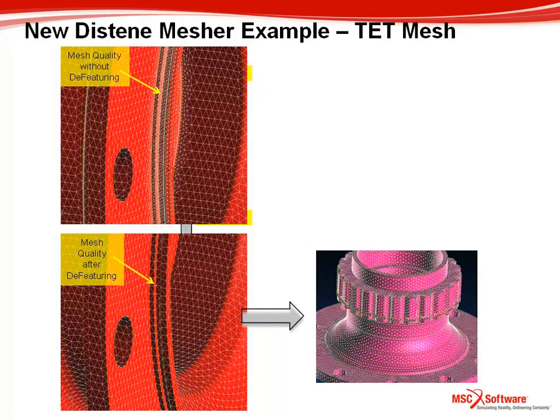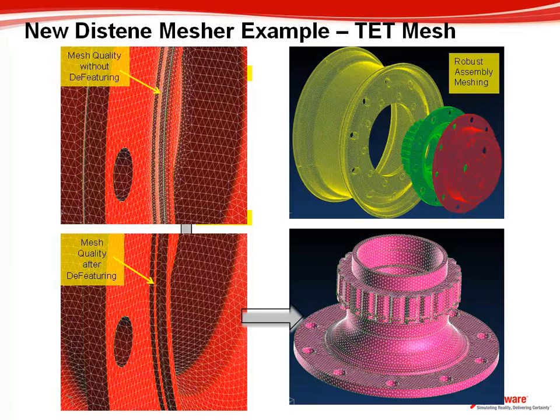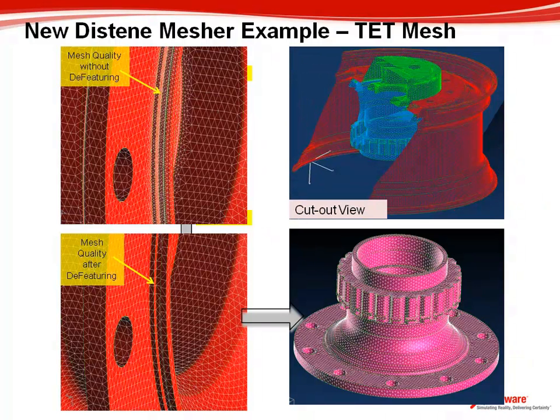Once the defeaturing was done, this was the overall mesh that we were able to generate with this SimXpert Distene mesher. SimXpert also provides robust assembly meshing, so you can work on not only one component but entire assemblies. I'm now showing a cutout view of this assembled mesh, and you can see that the quality has been significantly enhanced compared to previous releases.